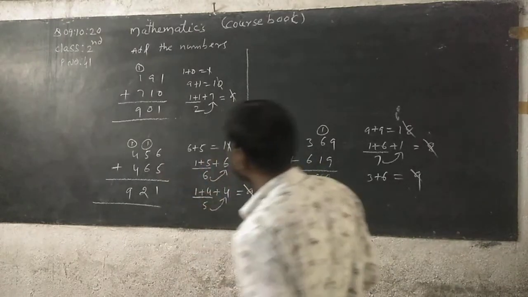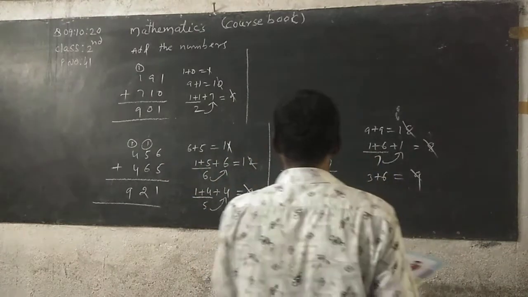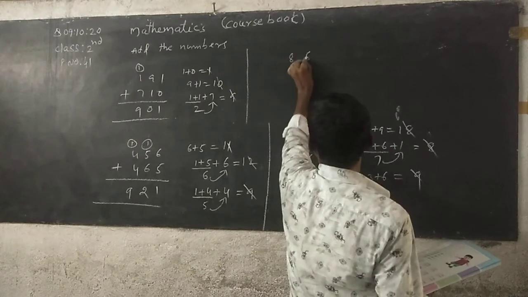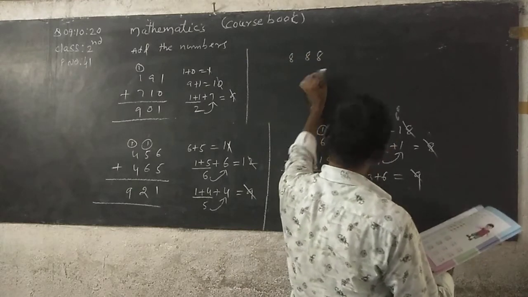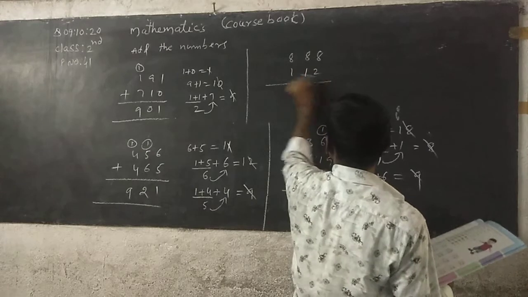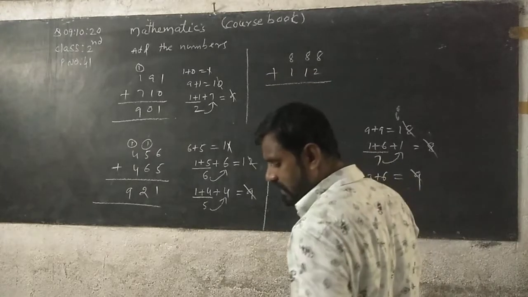Now next, 888 plus 112. First we add the digits in ones place. 8 plus 2.